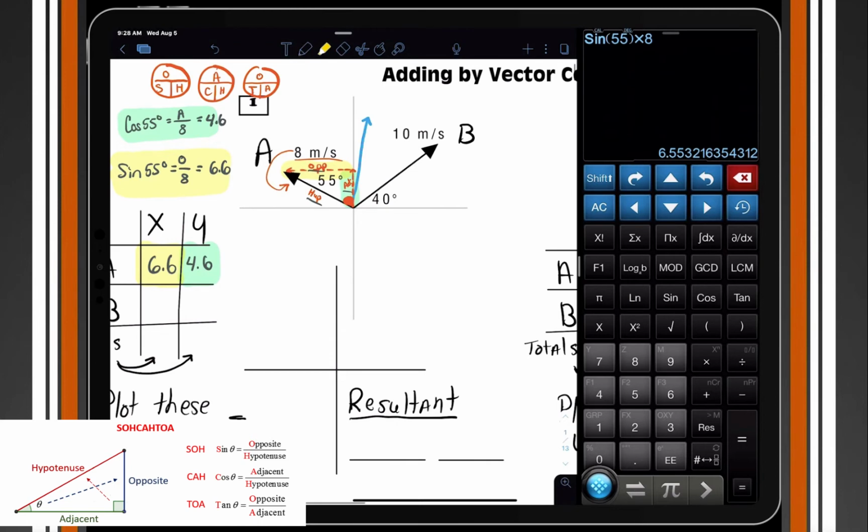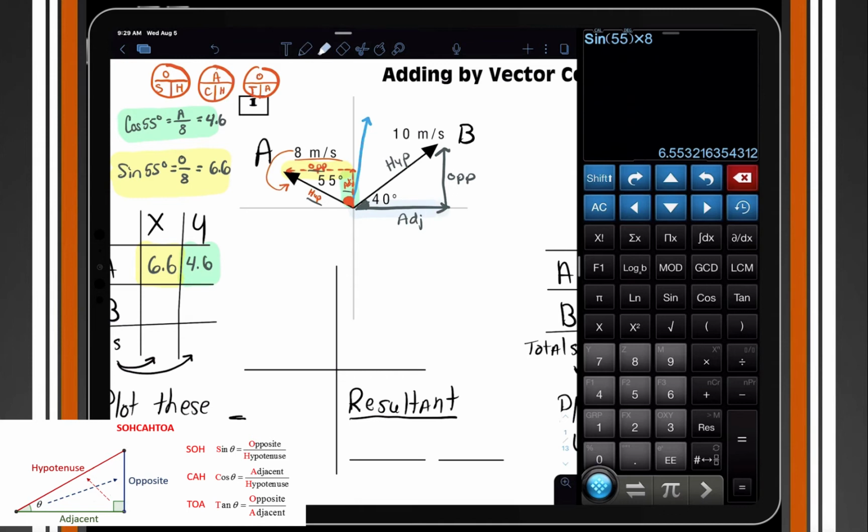We'll jump over to the other side now for B. For B now, we want to get the x value for this one, and we need to get the y value for that one. Let's do the labeling of this first. If this is my angle, this would be the opposite side, this would be the adjacent side, and then the 10 would be the hypotenuse.